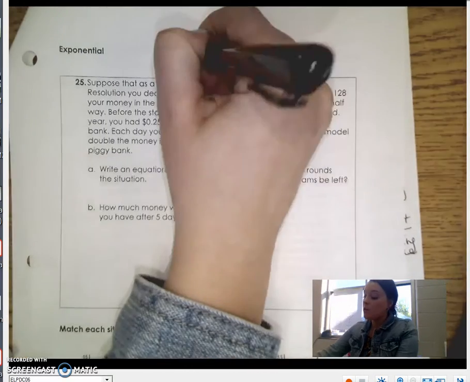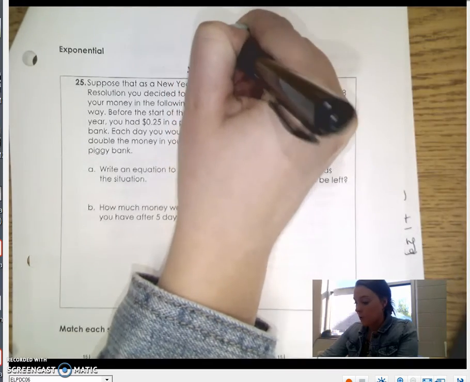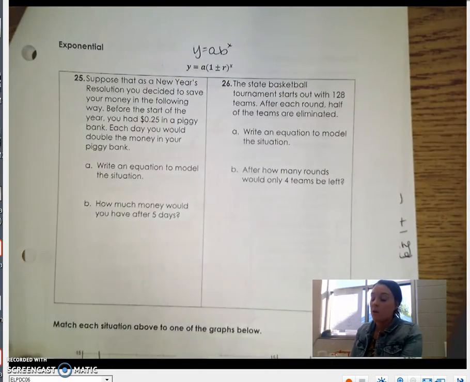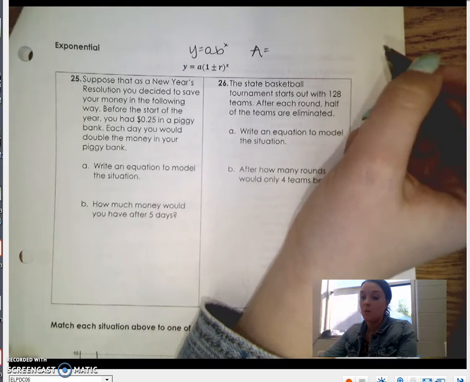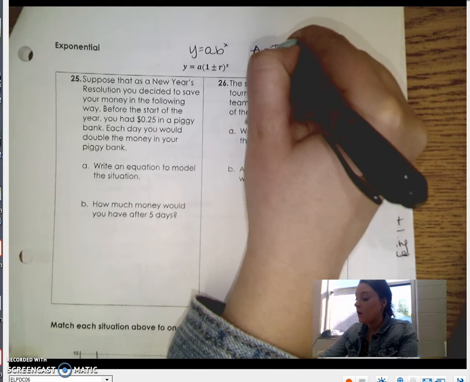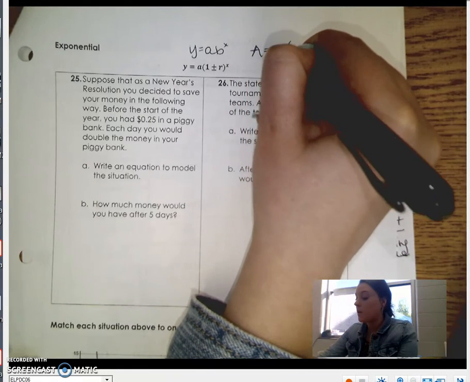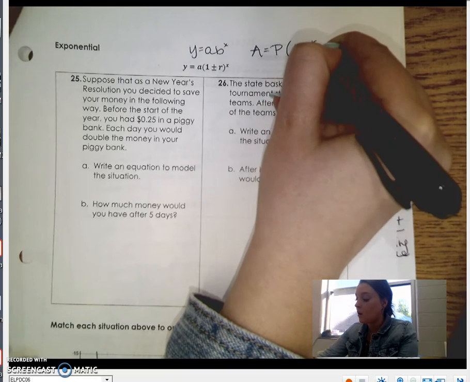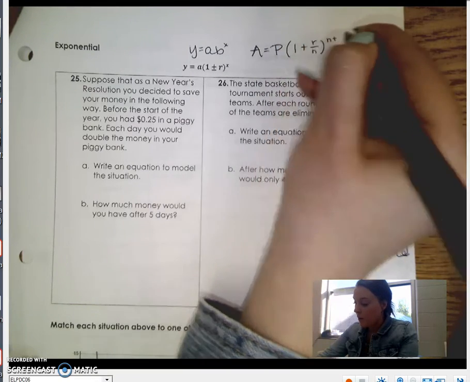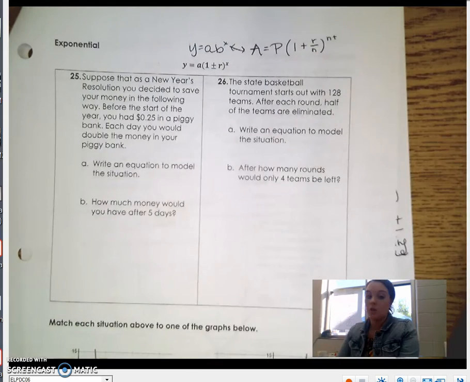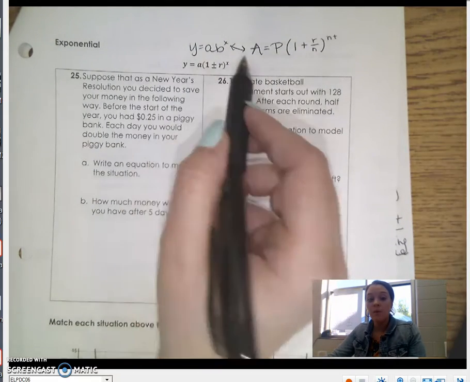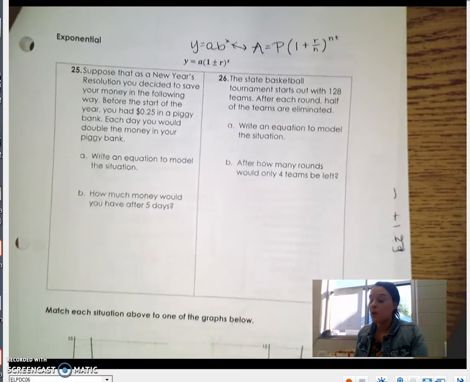We also talked about standard form, which was y equals ab to the power of x, and we talked about compound interest, and we said compound interest was p times 1 plus r over n to the power of nt. These two are given to you on your formula sheet, so you do not need to memorize those. You do have to memorize the ART formula, so we are going to go through an example of that right now.